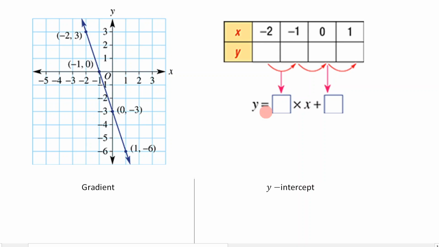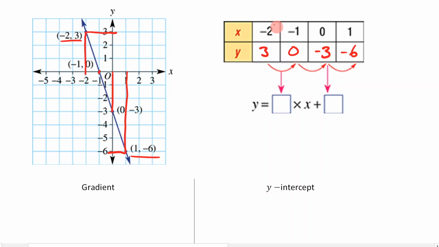Okay, so what we're now going to do is we're going to begin by filling out our table of values. Let's do that. When x is -2, y is 3, and there you got -2, 3. When x is -1, my y is 0. When x is 0, my y is -3. And when x is 1, y is -6.